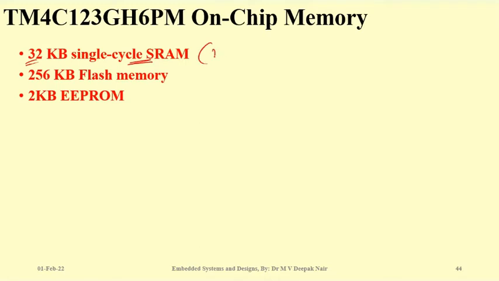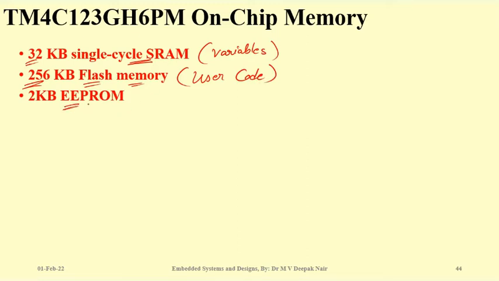SRAM will store your variables and data. Okay, so that is there. 256 KB of flash memory. Flash memory means the memory in which you can keep your codes. So generally user code is kept in this particular flash memory.